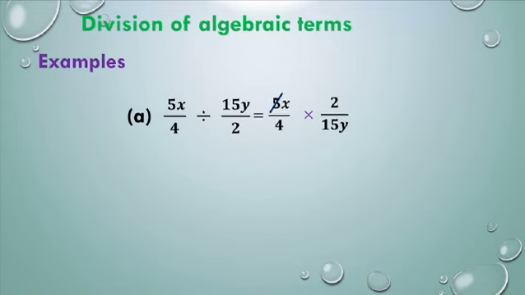Cancelling the terms, I have 5 which will cancel with 15, giving me 3. 2 cancels with 4, giving me 2. So in the numerator, I have x. In the denominator, I have 2 times 3y. So the answer is x over 6y.